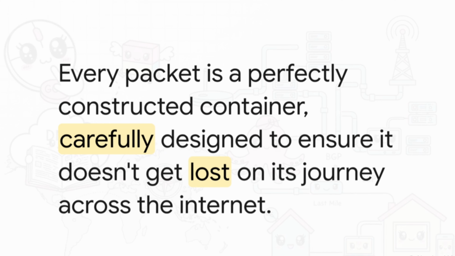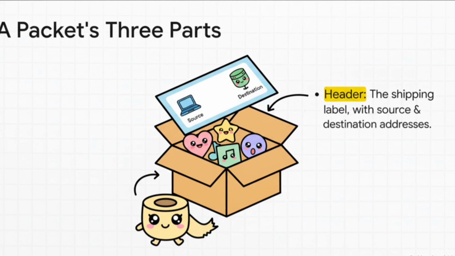Oh no. Each one is a perfectly built little container, and it's carefully designed with a specific anatomy to make absolutely sure it doesn't get lost on its way. Every single packet has 3 key parts. First, you've got the header. That's the shipping label. It's got the from address and the to address. Then you have the payload. That's the good stuff, the actual data being sent. And finally, there's a footer, which is like a little signal that says, hey, this is the end of the packet, we're all done here.